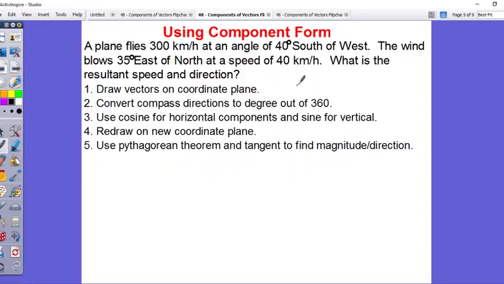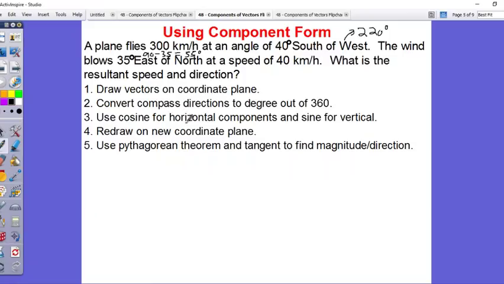A plane flies at an angle of 40 degrees south of west. So by the way, 40 degrees south of west, that's going to be 180 plus 40, so that's going to be 220 degrees. The wind blows 35 degrees east of north, so that's going to be 90 minus 35, which is going to be 55 degrees, at a speed of 40 kilometers an hour. What is the resultant speed and direction?